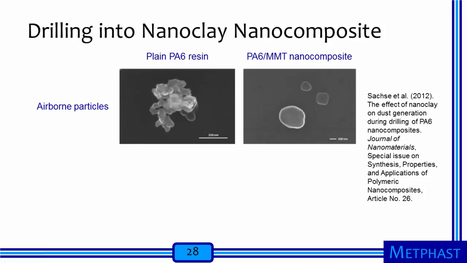The authors of this study observed particles collected from air samples as well as particles that settled to the floor using a scanning electron microscope. Airborne particles observed from drilling the plain resin were primarily agglomerates of smaller particles. However, no agglomerates were observed from samples collected as the researchers drilled into the polyamide 6-montmorillonite nanocomposite. Some of these particles are in the nanoscale range, but the authors do not indicate the composition of the particles, so we're not sure if they are polymer, nanoclay, or a mix of the two.